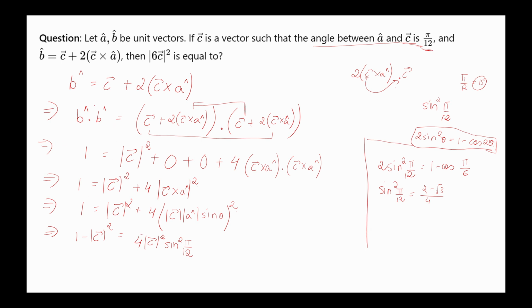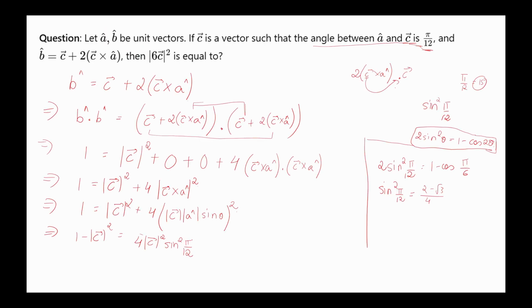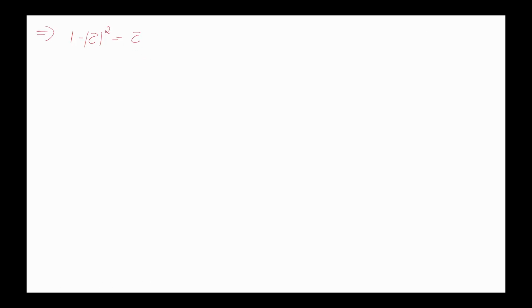So let us take this to the other page. This would become 1 minus c vector modulus whole square. This would be equal to 4, and 4 would get cancelled. So we would be left with c vector modulus whole square times 2 minus root 3. Now let us take the c vector together. So what do we get? 1 is equal to c vector modulus whole square times 3 minus root 3. And from here what do we get? c vector modulus whole square is equal to 1 by 3 minus root 3.